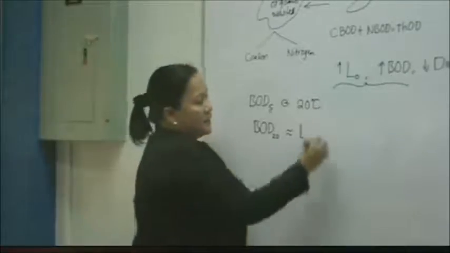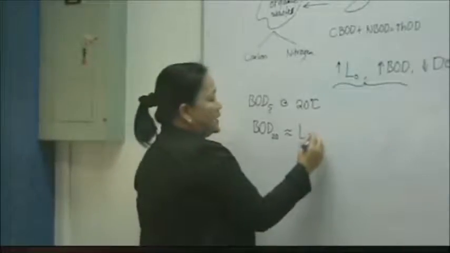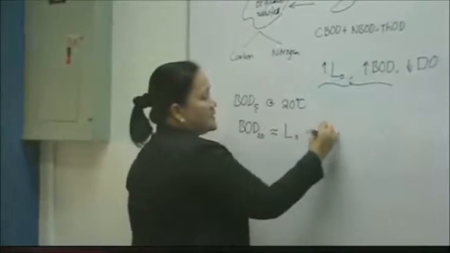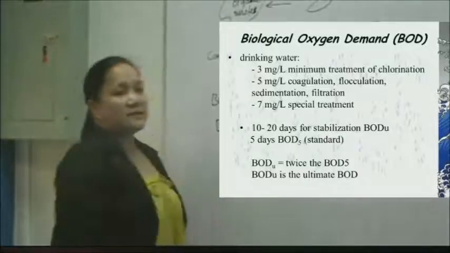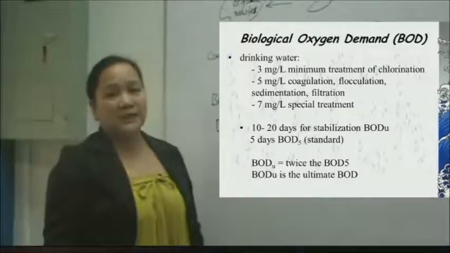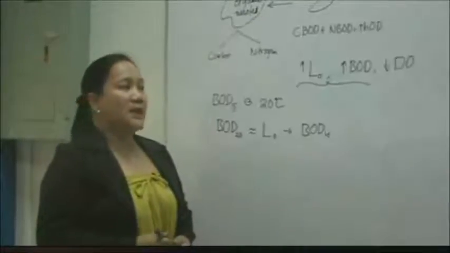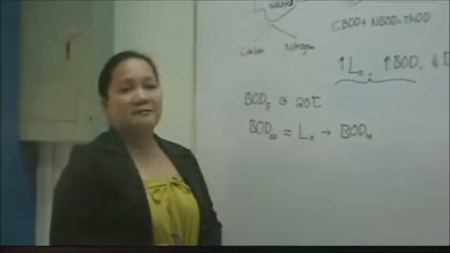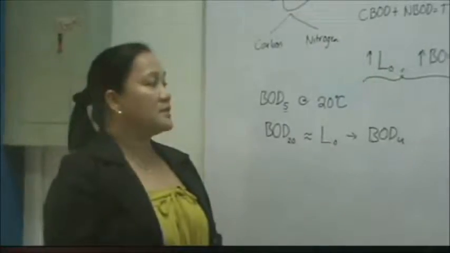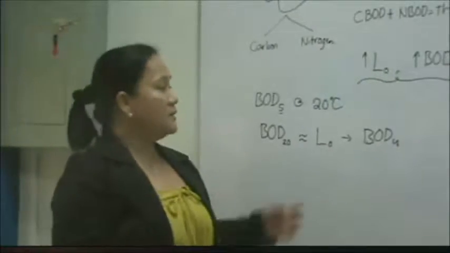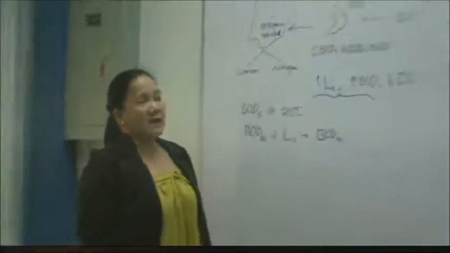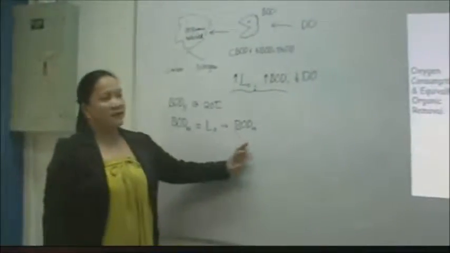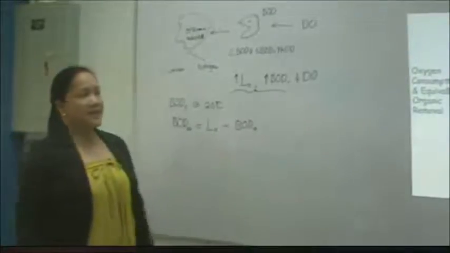For this matter, we can call this BOD20 as BODU. And this stands for ultimate BOD. So what's ultimate BOD? It's the maximum amount of BOD needed, or the oxygen demand needed, in order to totally decompose a certain organic waste. Now, how do we come up with a derived equation? Let's take this example.